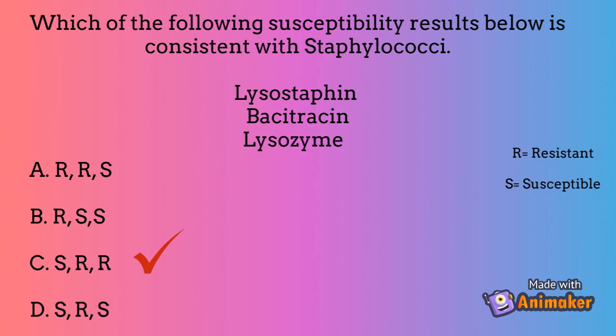So you can pause the video and think about your answer. So the answer here will be C. Susceptible, resistant. Remember, Staphylococci is susceptible to lysostaphin, but resistant to 0.04 units of bacitracin, and also resistant to lysozyme. So our answer here will be C.